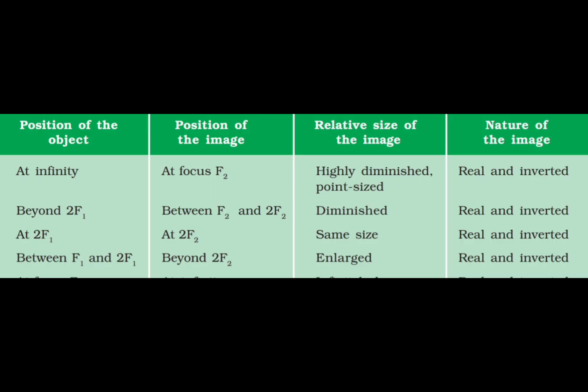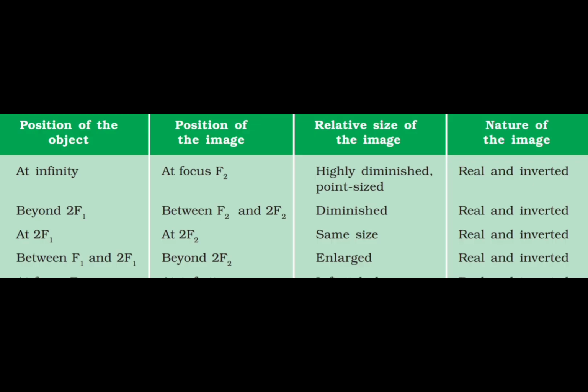In the first case and second case, we can see real and inverted image. Third case, when the object is placed at 2F1, image is formed at 2F2. So here also image is real and inverted, but here we get the same size as the object. Okay, let me discuss the fourth case. When the object is placed between 2F1 and F1, image is formed behind 2F2. Here also we can see real and inverted image, but enlarged image.